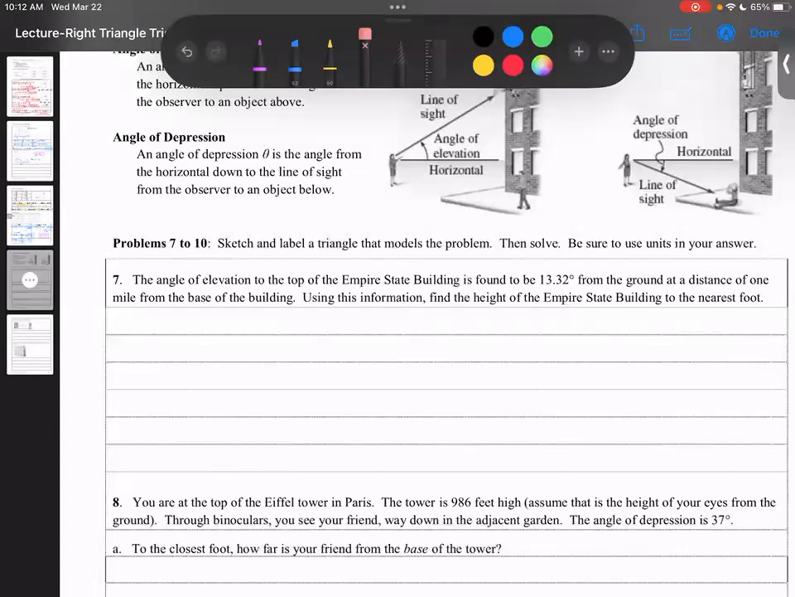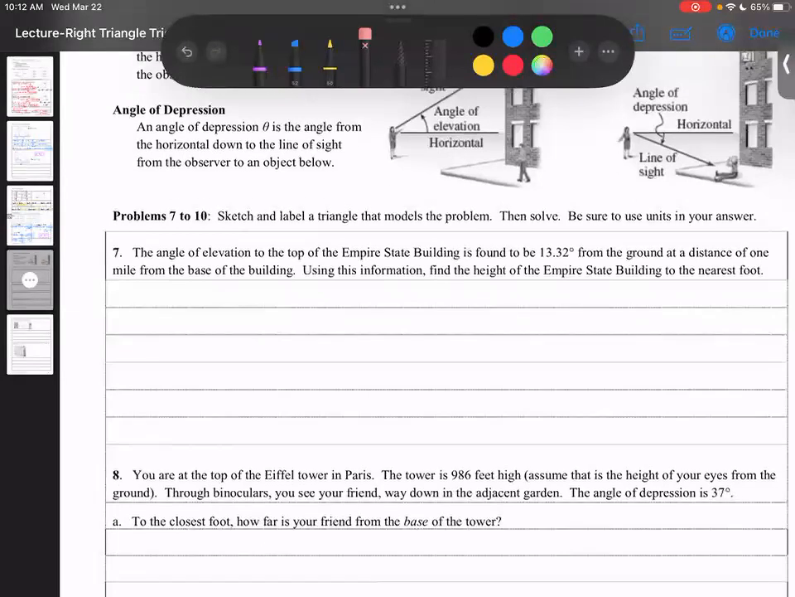Problem 7 to problem 10. Sketch and label a triangle that models the problem and solve. Be sure to use the units in your answer. The angle of elevation to the top of the Empire State Building is found to be 13.32 degrees from the ground at a distance of 1 mile from the base of the building.